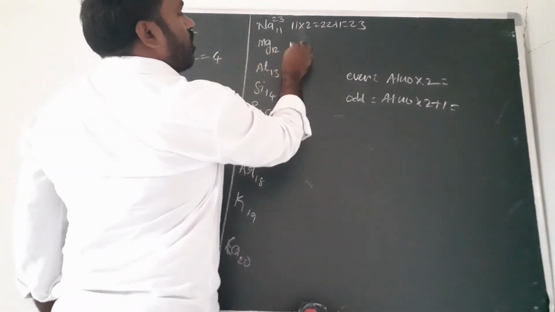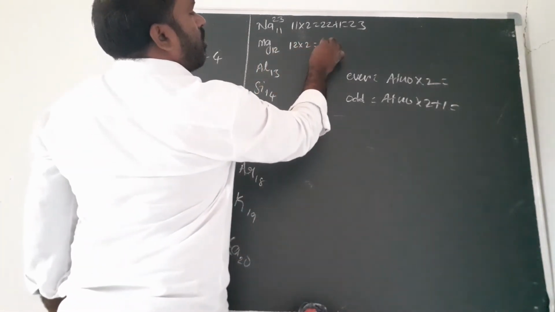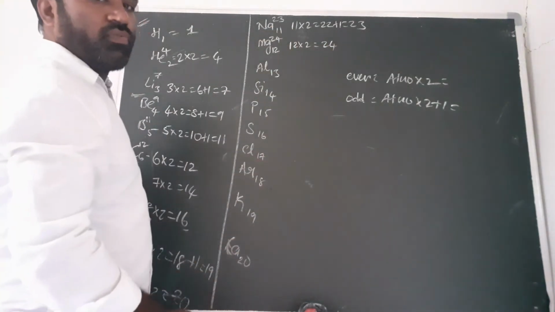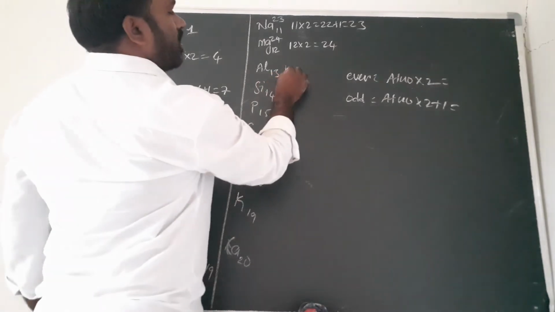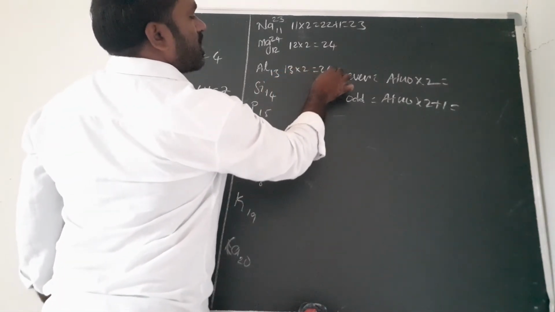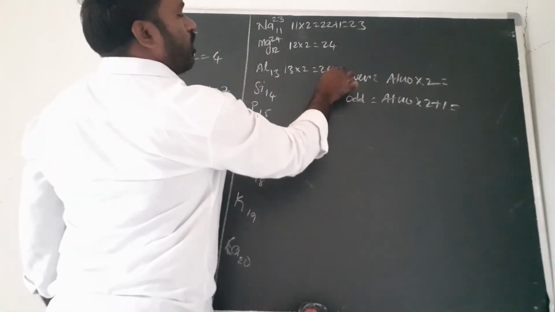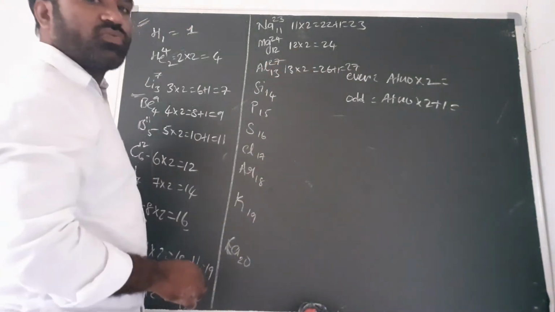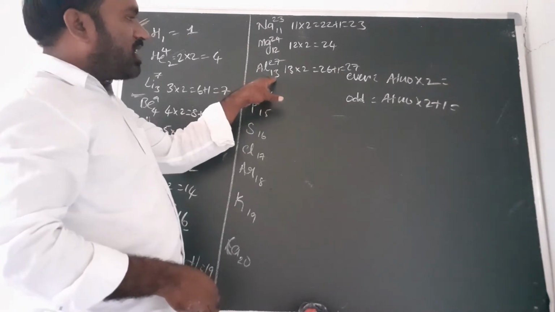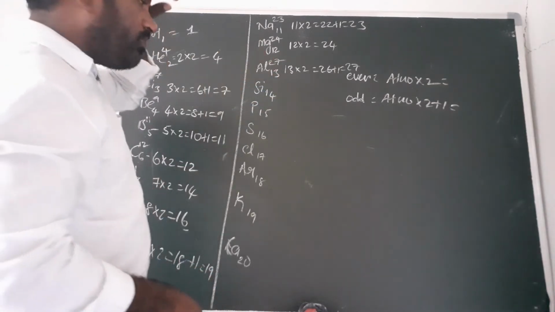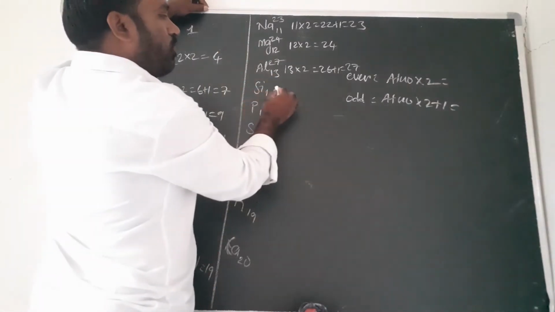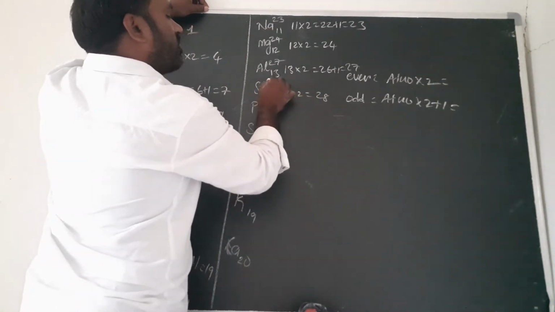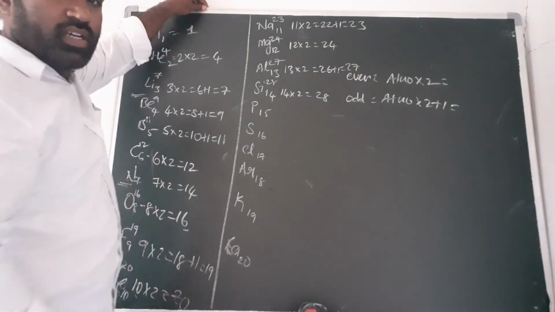Magnesium, atomic number is 12. 12 2s are 24. It is even, so no need to add anything. So 24. For aluminum, 13. 13 2s are 26. It is odd, add 1 more here, plus 1. So it is 27. Mass number of aluminum is 27. Next silicon, 14. 14 2s are 28. So mass number of silicon is 28.